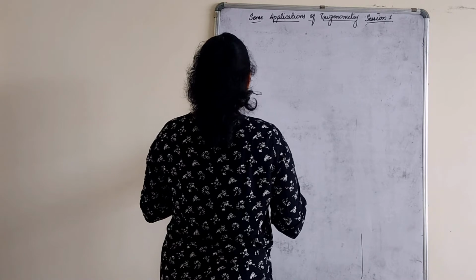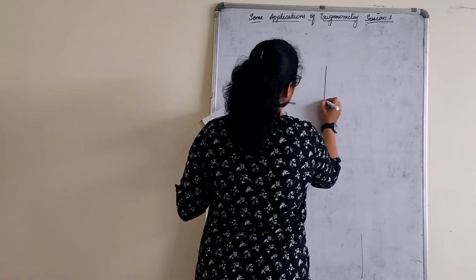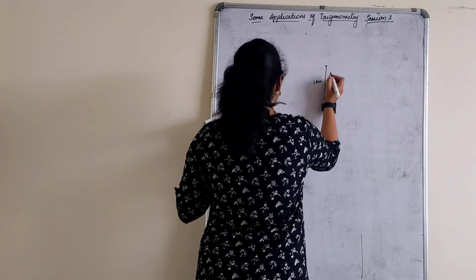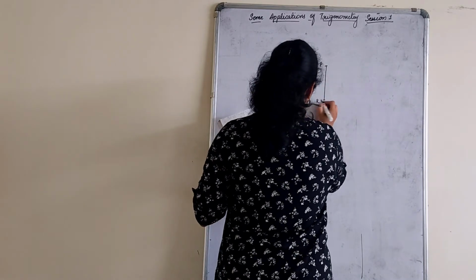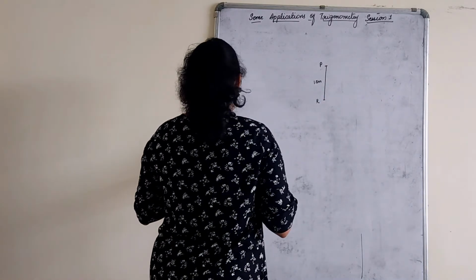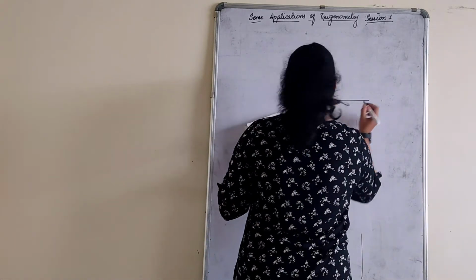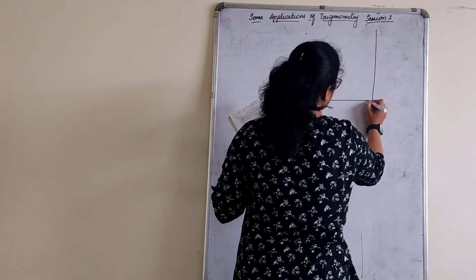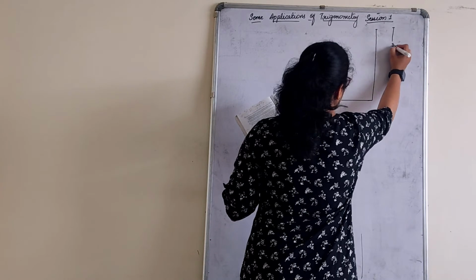A 1.5 meter tall boy. So a boy cannot be 1.5 meter tall, but assume that a 1.5 meter tall boy. So I'll consider let this is PR, standing at some distance from a 30 meter tall building. This is how you have to draw the figure. So, standing at a distance from a 30 meter tall building.